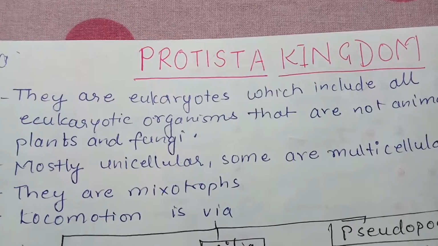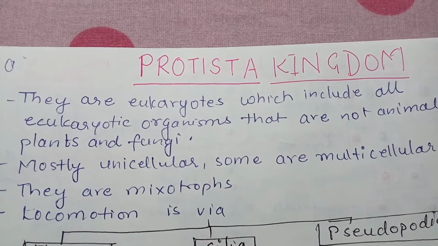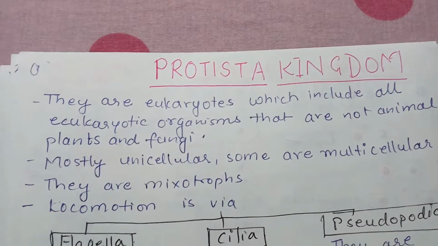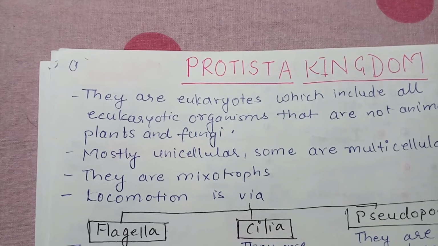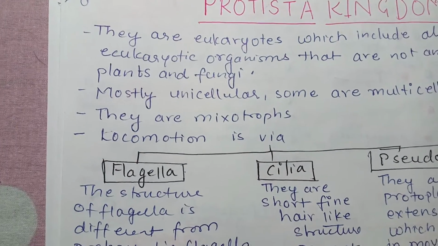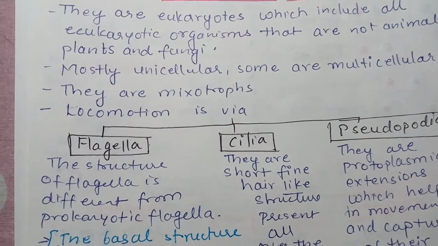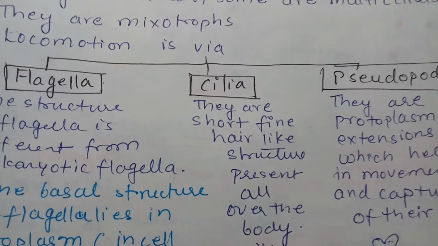Protista are eukaryotes, which include all eukaryotic organisms that are not animal, plant or fungi. They are mostly unicellular, but some are multicellular. They are mixotroph. Locomotion here is by three different locomotory organs: flagella, cilia and pseudopodia.